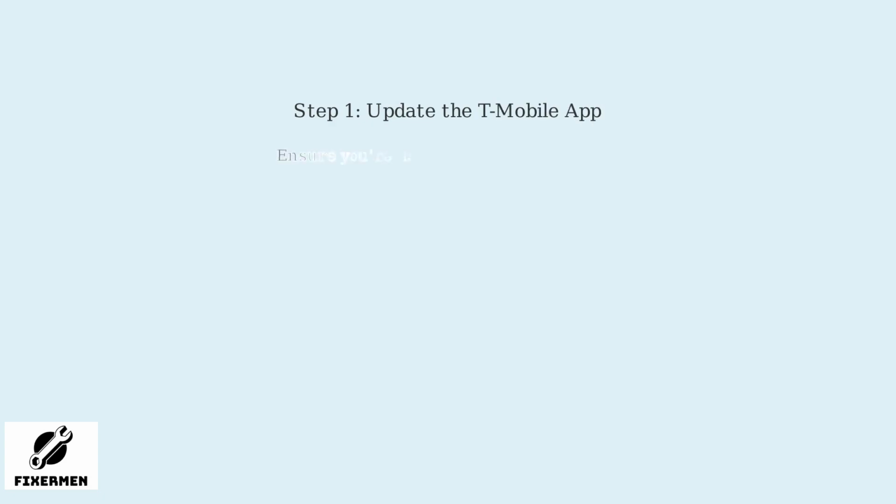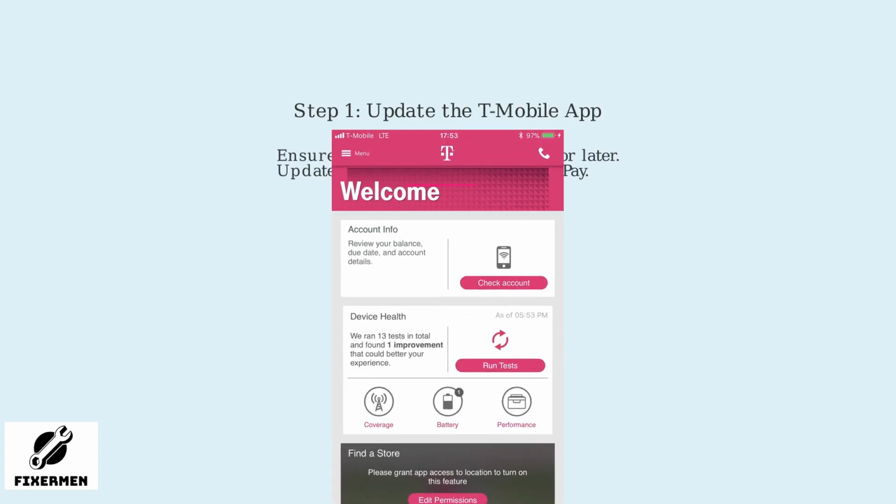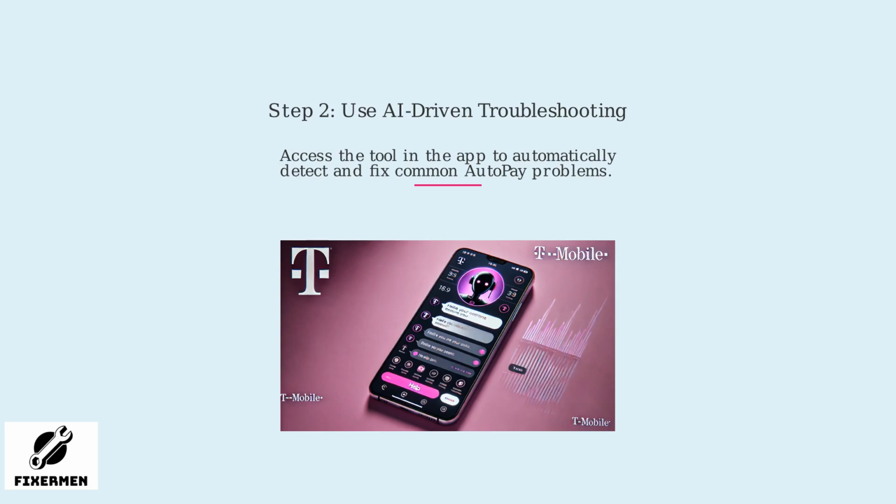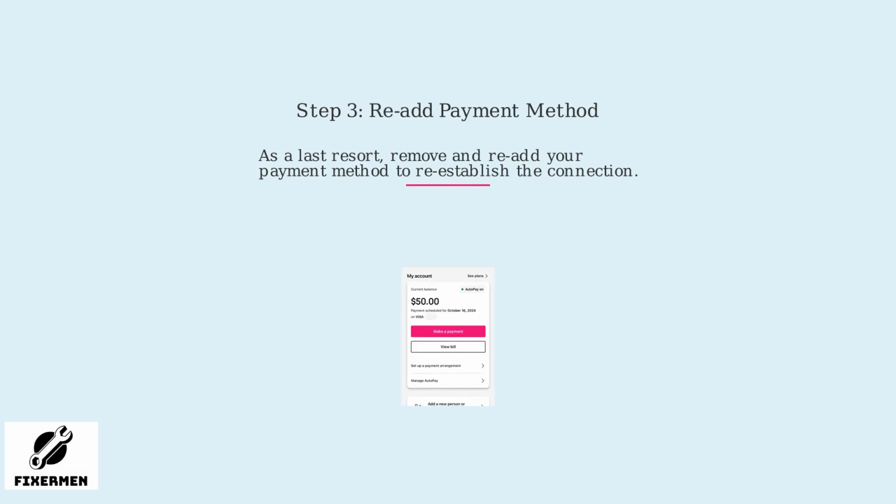For advanced fixes within the T-Mobile app, first ensure you're running the latest version, preferably 12.5 or later. These updates often contain important bug fixes that resolve AutoPay issues. Next, try the AI-driven troubleshooting tool within the app. If available, it can automatically identify and resolve common AutoPay issues without manual intervention. Finally, as a last resort, remove your current payment method from the app and then add it again. This forces the system to create a fresh connection and can resolve persistent AutoPay failures.